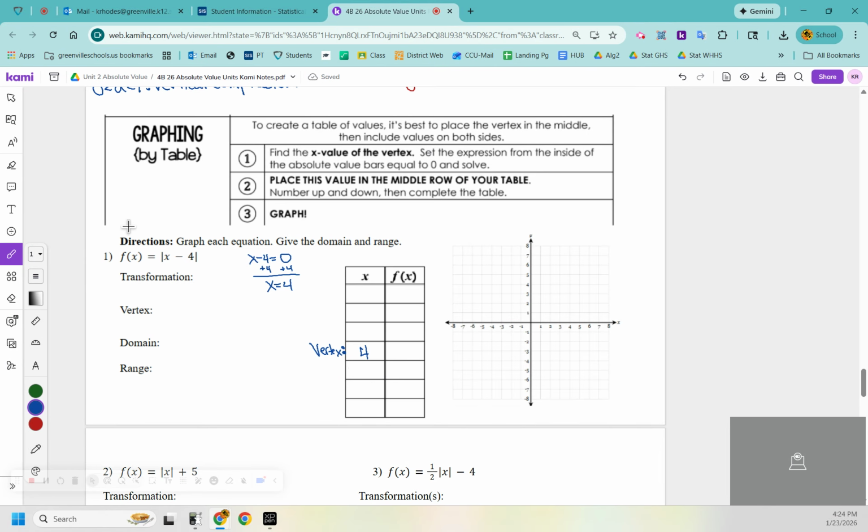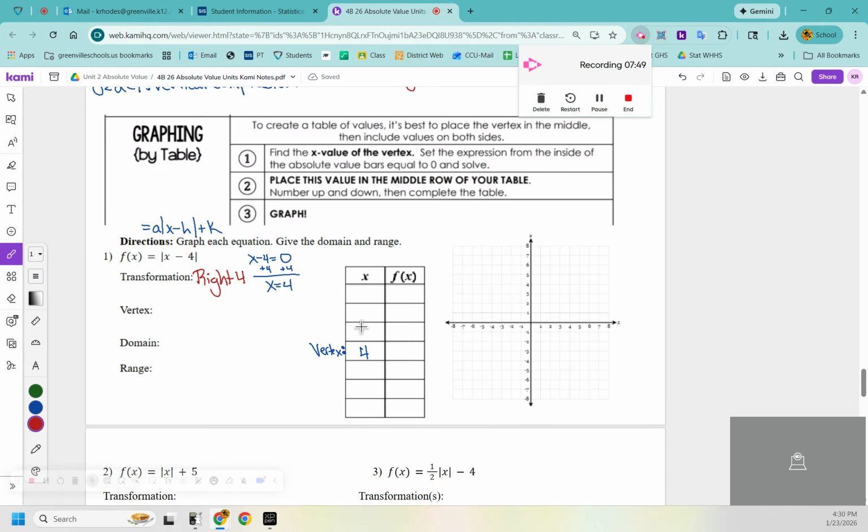Transformation equation: f of x equals a times the absolute value of x minus h, plus k. Remember, h moves it right and left. Since you see a negative, your graph is going to move right 4. Even though you see the negative 4, it moves right 4. If you forget, negative goes to the right. So that's why it is now at plus 4.